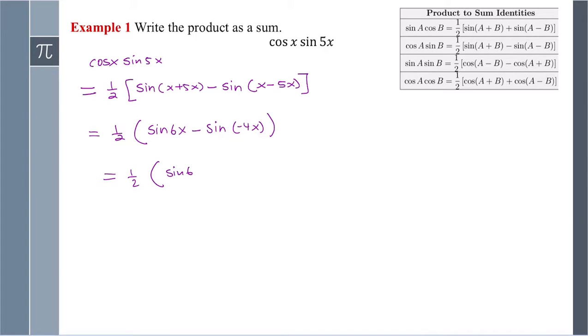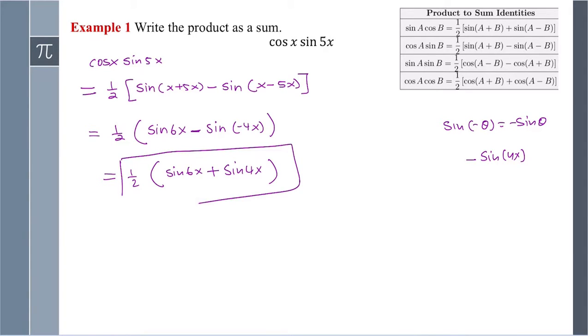And then we have 1/2 times sine 6x. We know the even-odd property for this function: sine of negative theta is negative sine theta. So we have sine of negative 4x, which means it is negative sine of 4x, but we have a minus sign here, so it makes it plus sine 4x. So that is the sum of that product.